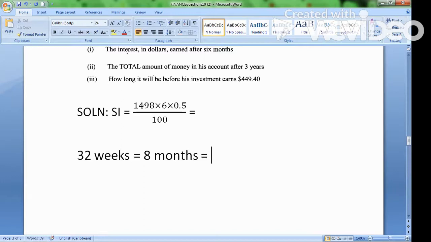And then you divide that by 12. So you get 0.66. Right, call it 0.7 years. All right. Everybody follow? So to convert from weeks, if they give it in weeks, you convert the weeks to months and the months to years.